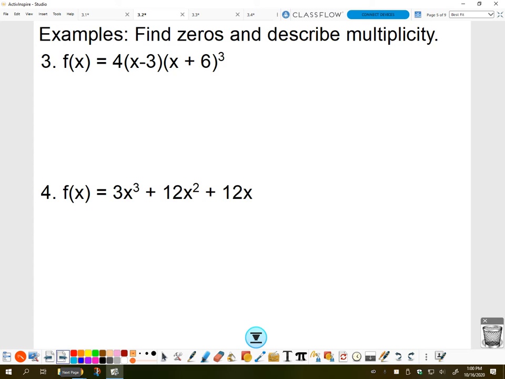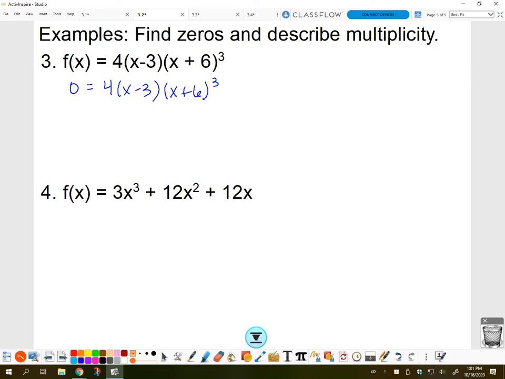Okay, so they want us to find the zeros and describe the multiplicity. At this point, I'm not going to ask you to find zeros that you can't find by factoring. We will learn later in the week how to find zeros when you can't factor, but for now, we're only going to worry about things that factor. Okay, so if I take this function and I replace f of x with 0, then 4 obviously can't be 0.